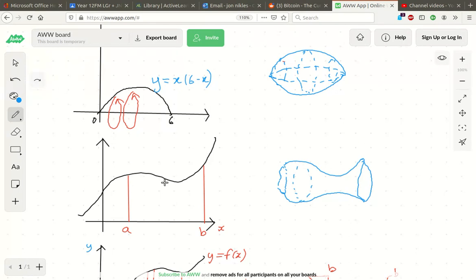So that's what a volume of revolution is. It's where you take the curve out of the page, off the board, off the plane that you're drawing on, and revolve it 360 degrees so that you create a volume.